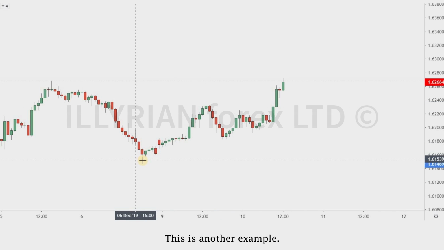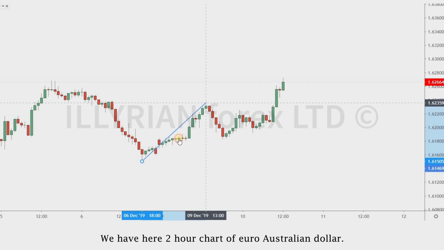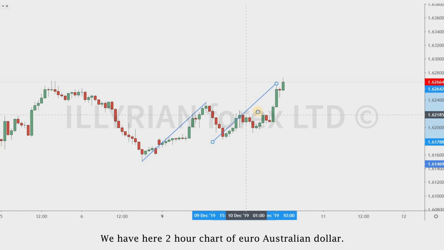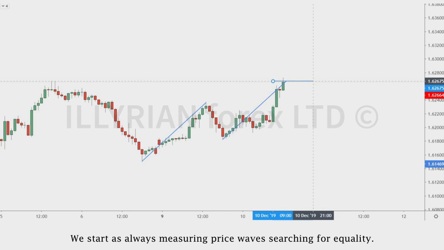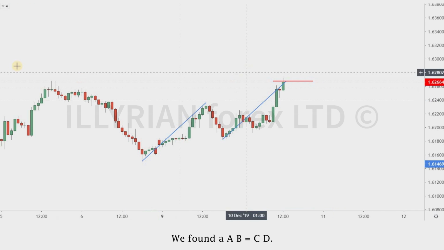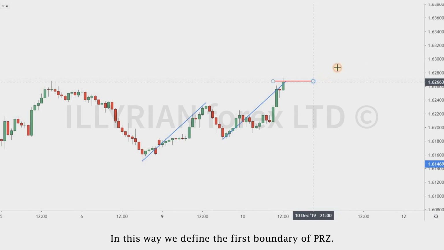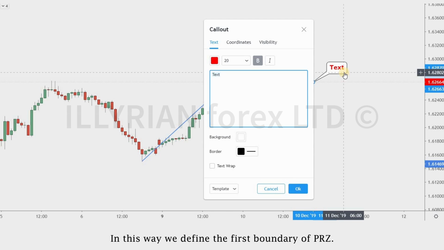This is another example. We have here a 2-hour chart of Euro-Australian dollar. We start, as always, by measuring price waves searching for equality. We found AB equals CD. In this way we define the first boundary of the PRZ.